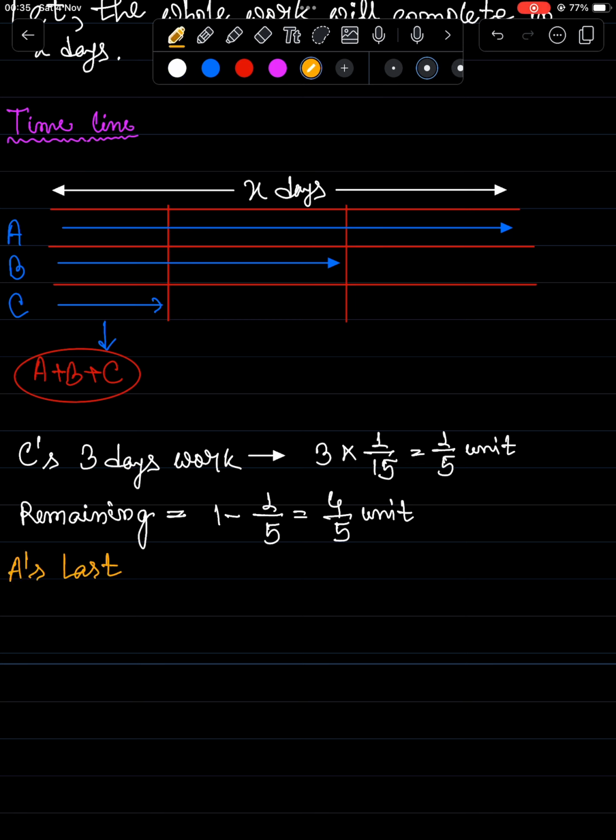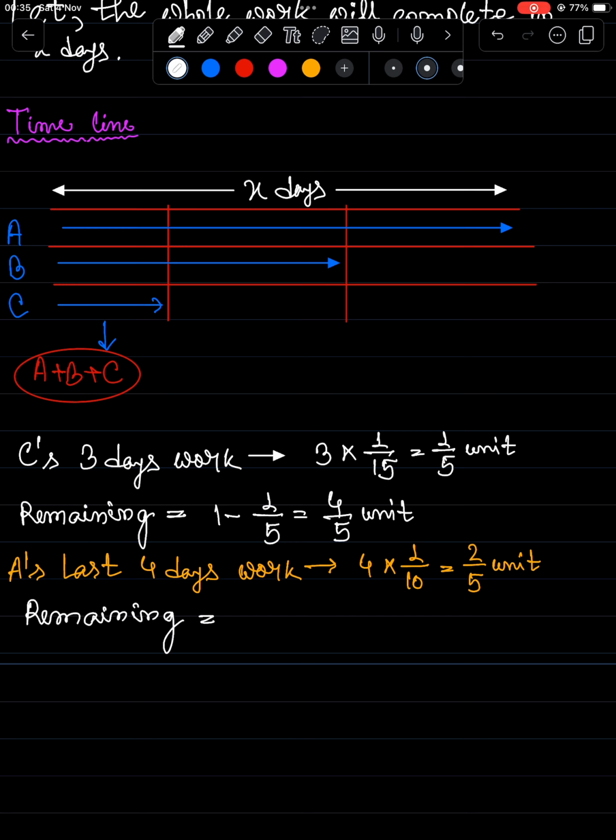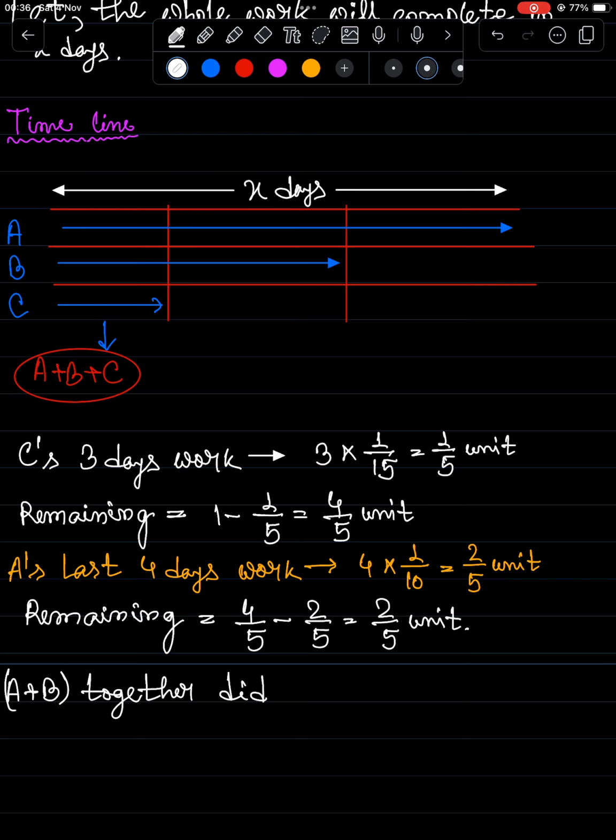Now the last column represents that A was working till the last 4 days. So we are now calculating the last column. A's last 4 days of work is A's capacity into 4, which is 4 into 1 by 10 equals to 2 by 5 unit. The remaining portion of the work is 4 by 5 minus 2 by 5, which is 2 by 5 unit.